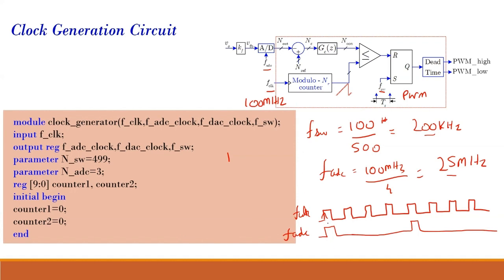So for doing this, I will require a counter. When the first clock comes, my counter will have value 1. Next clock, counter will have a value 2. Next clock comes, counter will have a value 3. Next clock comes, counter will have a value 4 and will get reset to 0. And then again it will be from 0, 1, 2, 3.